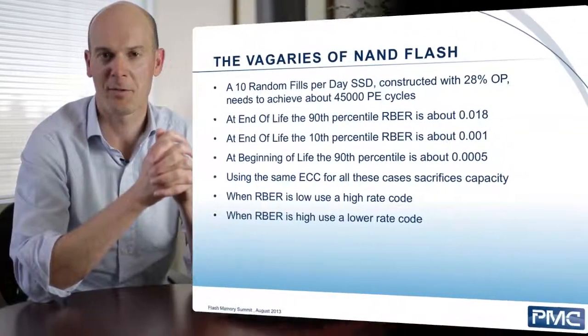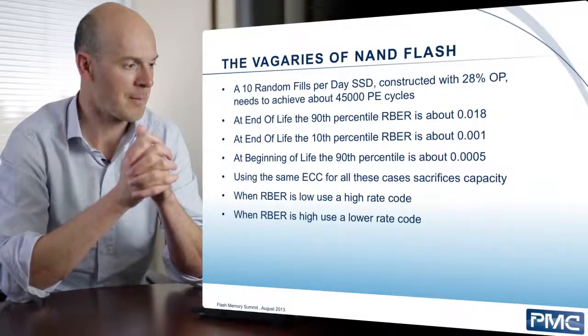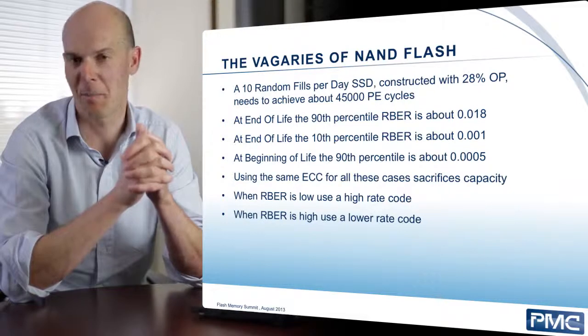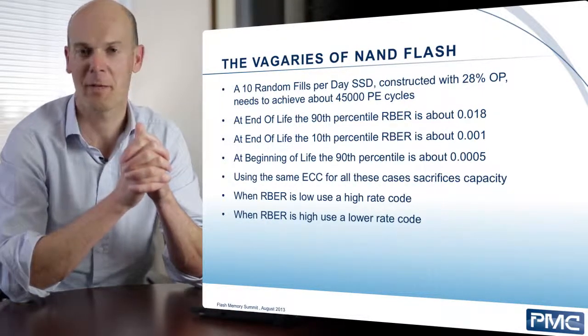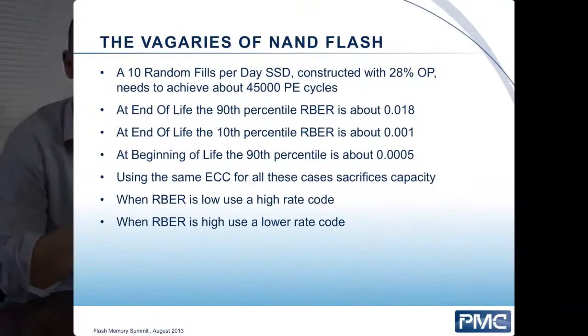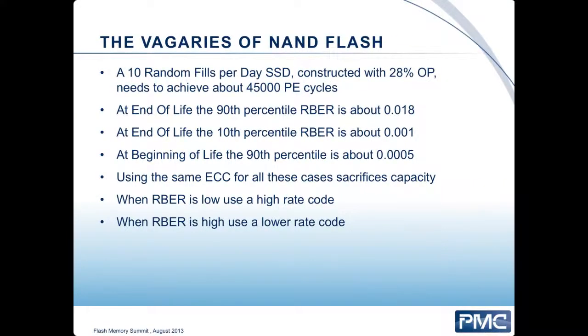In order for us to deliver a quality solid-state drive to the consumer, we're required to reach a certain number of drive fills per day. That is a metric of measurement, a quality metric of measurement for solid-state drives. So for example, a 10 random fill per day solid-state drive constructed with 28% of over-provisioning needs to achieve about 45,000 program erase cycles.